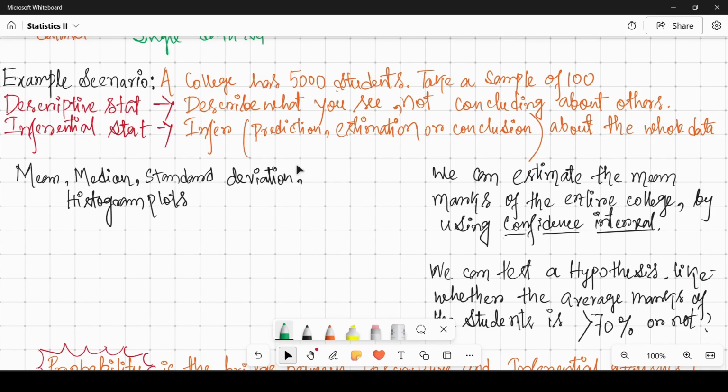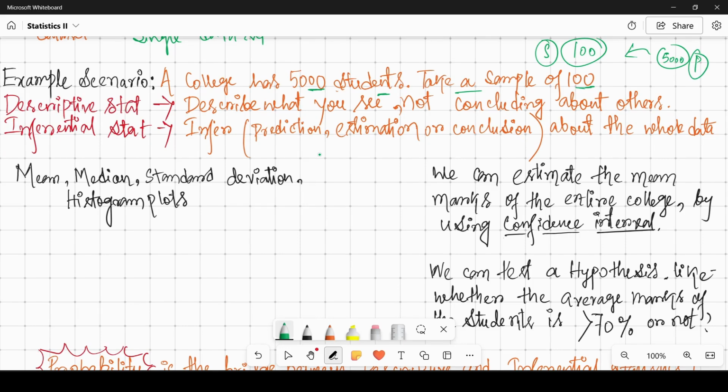Now let's assume we have an example scenario so that we can better understand the differences between descriptive statistics and inferential statistics. The scenario taken here is that a college has 5,000 students. Take a sample of 100. So we have a college where there are 5,000 students, and from those 5,000 students we are taking only 100 of them. So here this 100 is our sample, and this, the real ideal 5,000, is our population.